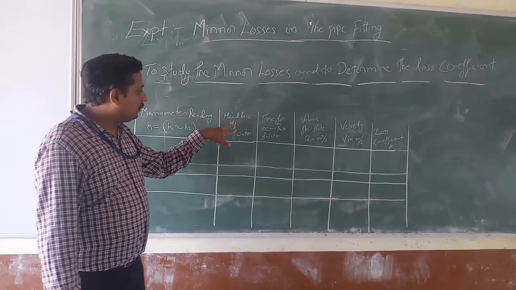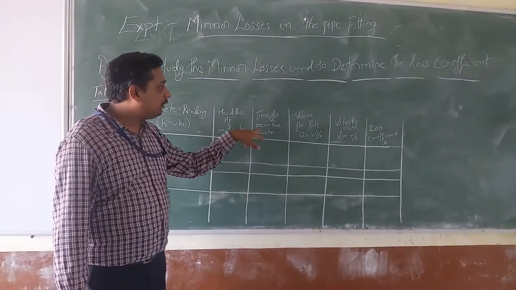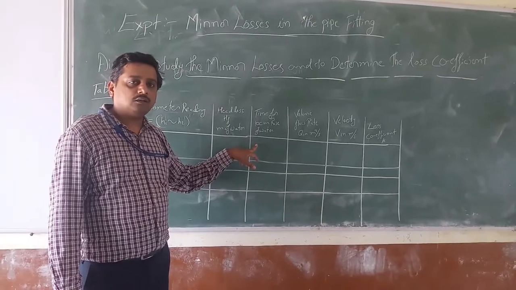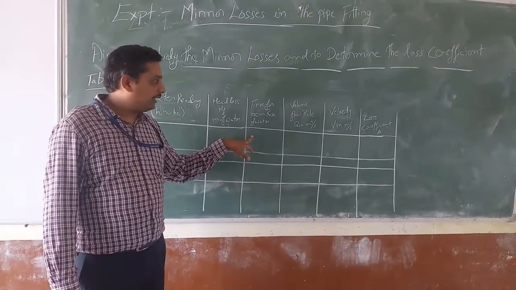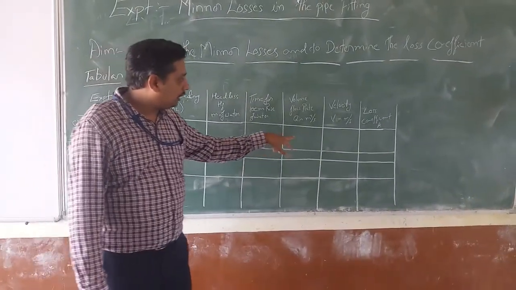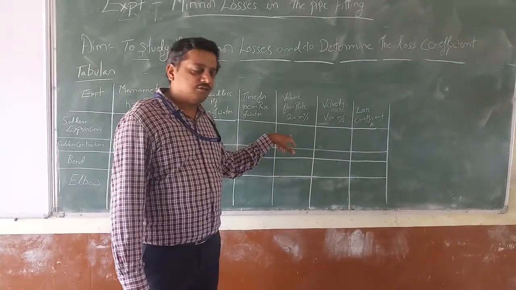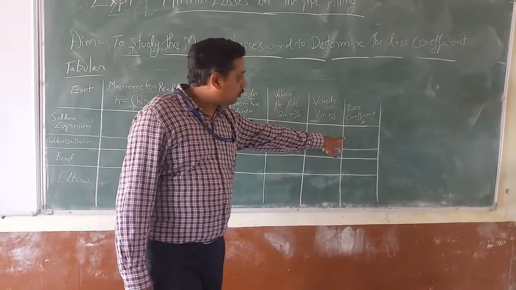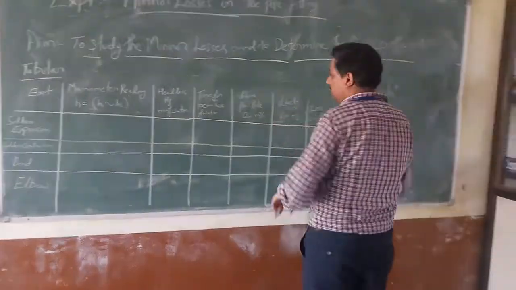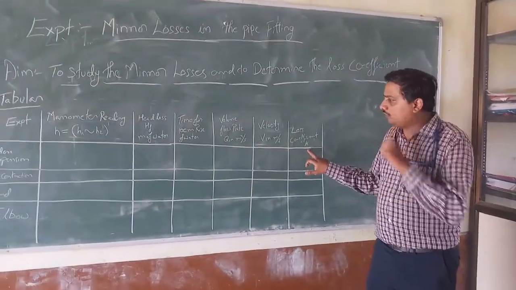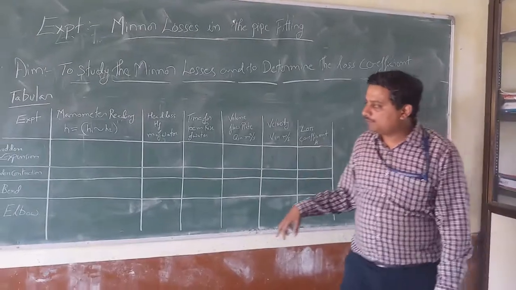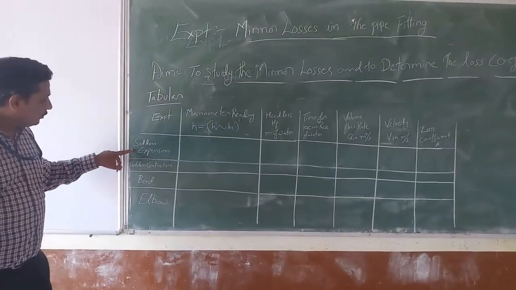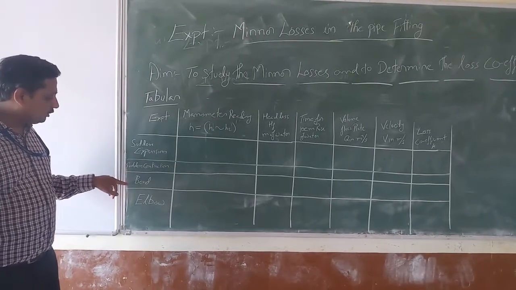You need to calculate the head loss, that is HF. You need to find the collection time to collect a water rise of 10 centimeter height, and note that down. You need to calculate the volume, or I can say the flow rate, the velocity, and the loss coefficient, that is the value K itself. Similarly, you need to find this for all of these: sudden expansion, sudden contraction, bend and elbow.